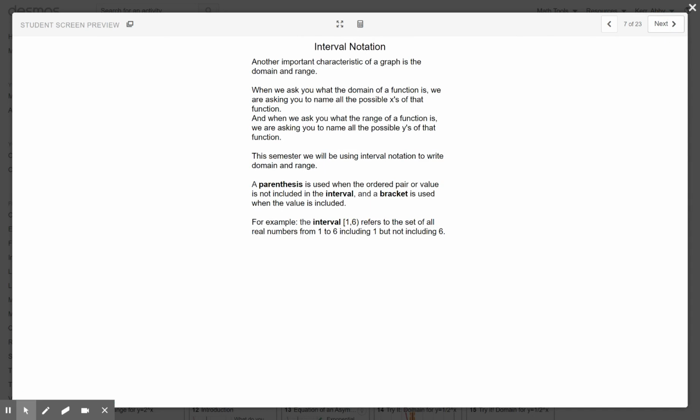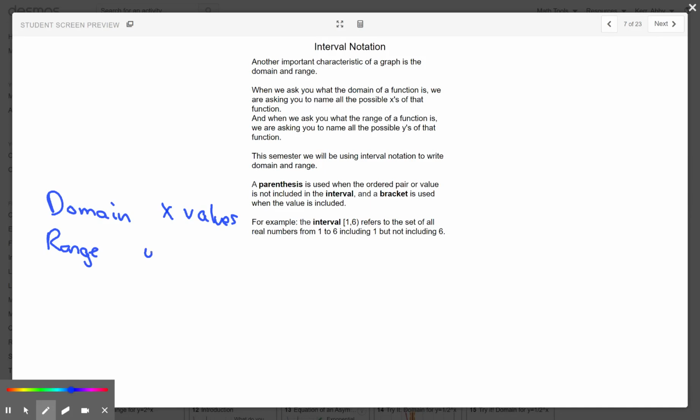All right, another important feature or characteristic is domain and range. So we've talked about this before. Domain is the x values, and of course the range is the y values. Now we have several different ways of writing. I'm going to show you interval notation. Now parentheses is when it's kind of like an open dot. It's a boundary but not included. So whenever we deal with negative infinity, it has to be a parenthesis because negative infinity is just something that the graph approaches.